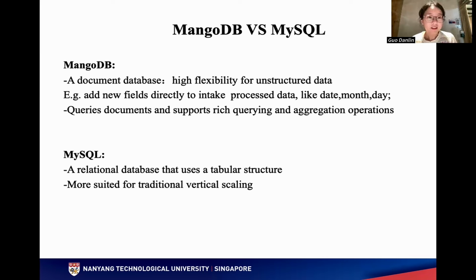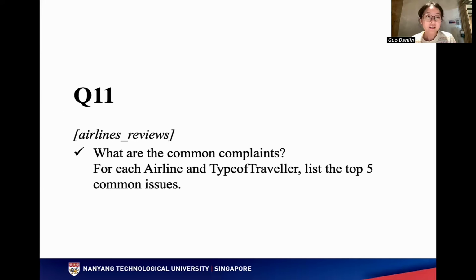For MongoDB, its document database is more flexible, and it supports rich querying and aggregation operations. And for MySQL, it's a relational database that uses a tabular structure and is more suitable for traditional vertical scaling. And let's move to question 11.